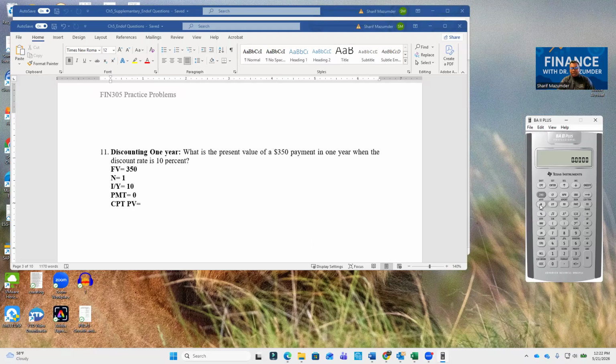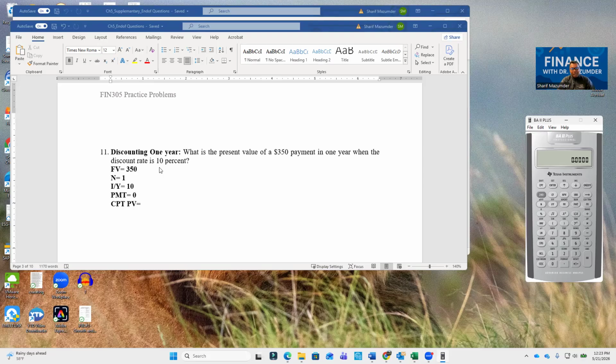In the third row, this is the set of 5 keys that we are going to use for time value of money. N is the number of years, I/Y is the interest rate, PV is the present value, PMT is the interim payment or annuity, and FV is the future value. For this problem, 350 will be our future value because it will come 1 year from today. N is 1 because the period is 1 year. I/Y is 10.